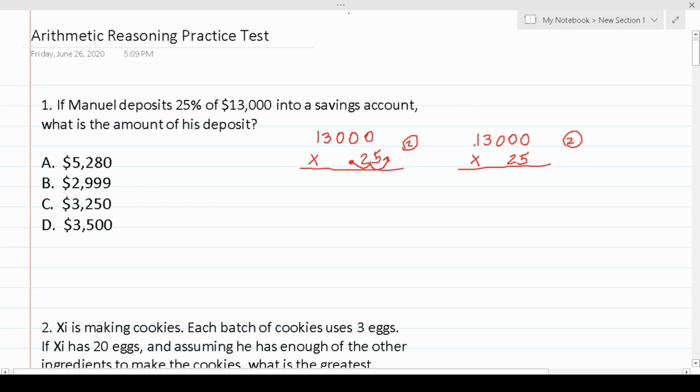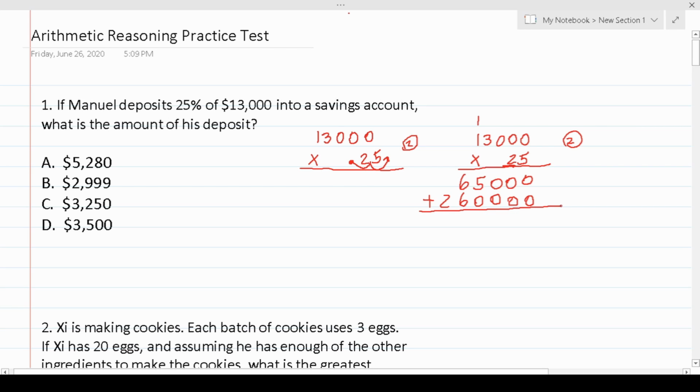But let's go ahead and work this out. 0 times 5 is 0. 0 times 5 is 0. 0 times 5 is 0. 5 times 3 is 15. Drop down your 5, carry your 1. 5 times 1 is 5, plus 1 is 6. Before we start multiplication with this 2, we have to drop down a 0. 2 times 0 is 0. 2 times 0 is 0. 2 times 0 is 0. 2 times 3 is 6. And then 2 times 1 is 2.